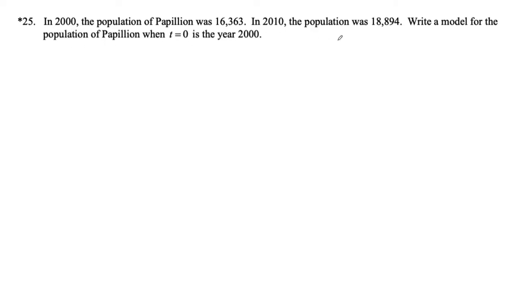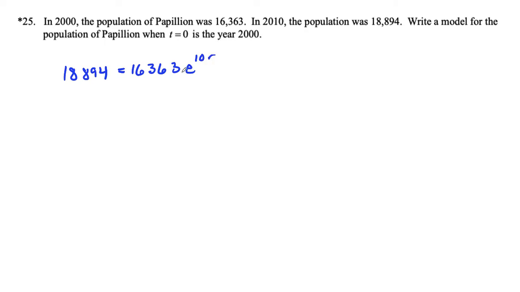But we know a few things here, right? We know in 2010 the population had grown, so I know my rate is going to be positive, to 18,894. So I can use that number as my amount, right? My Y value, my exponential growth formula. Initial value, 16,363, e, I don't know what R is, right? But I know that if the year 2000 is representing T equals 0, then 2010 is 10 years later, so 10R, trying to find my rate. Now we just need to solve for R.